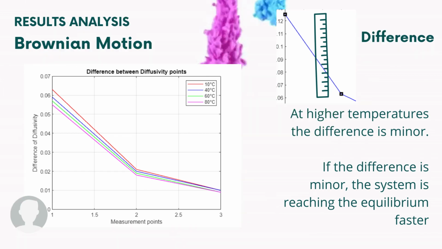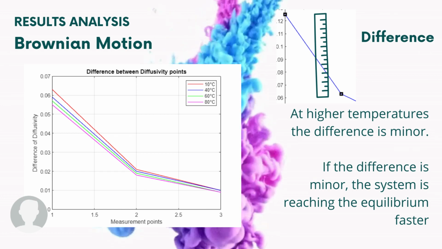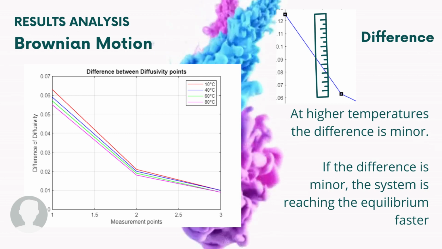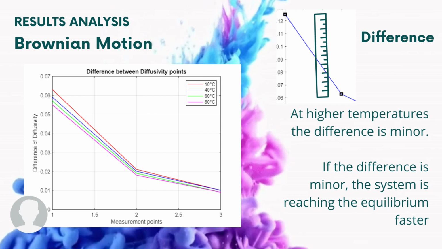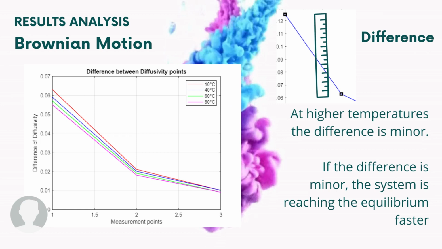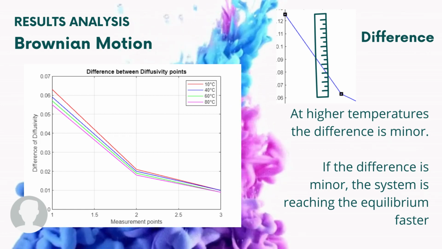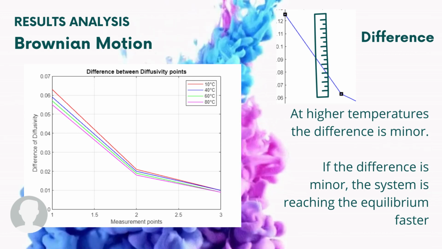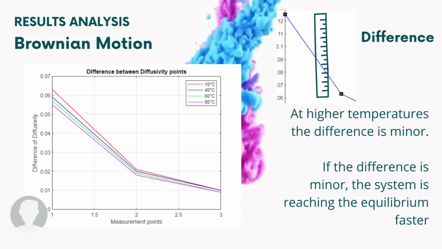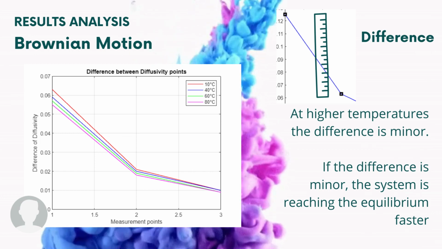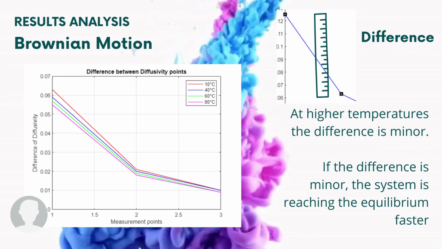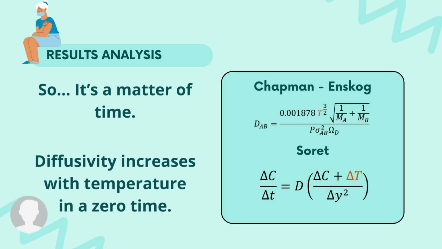We took this difference, as we see in the upper right part of the screen, and we see that this difference is smaller the higher the temperature is. We see that the pink line is behind the 10 Celsius degrees line, that is the red line. So at higher temperatures, the difference is minor, and this means that if the difference is minor, the system is reaching the mass equilibrium faster. So yeah, it's a matter of time.